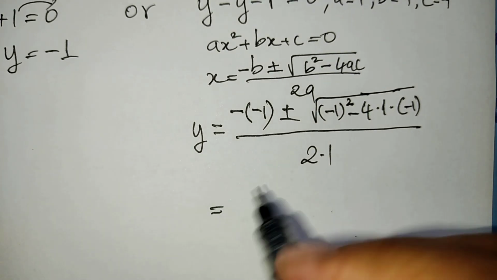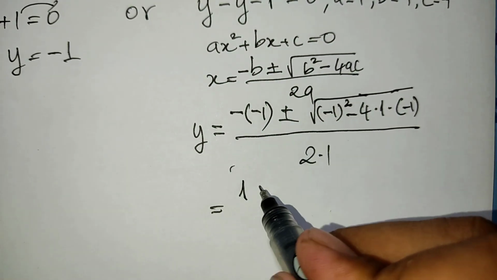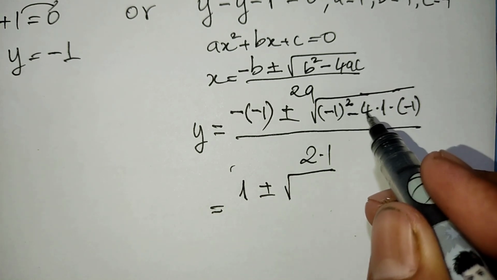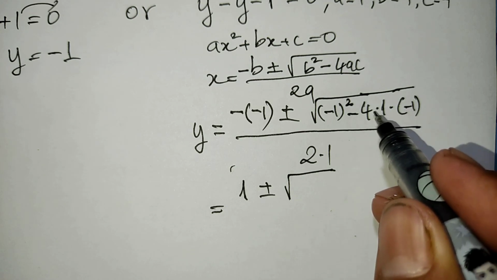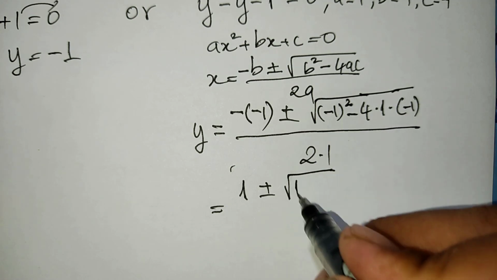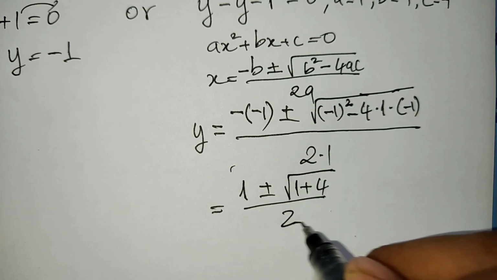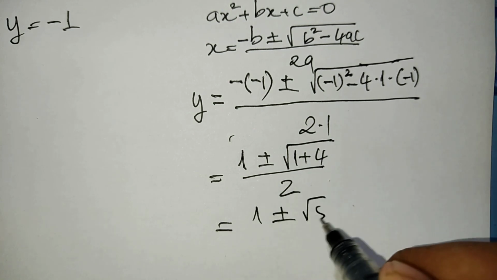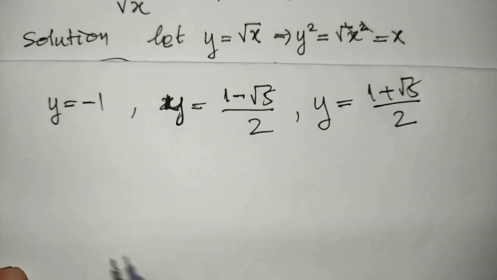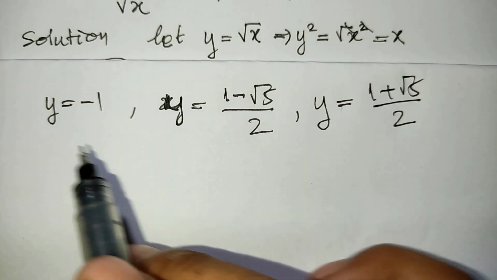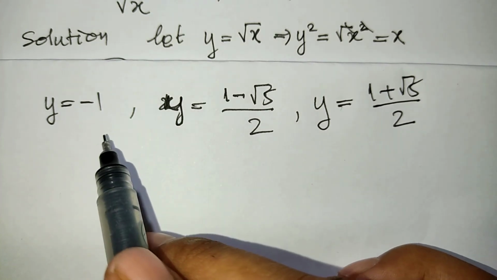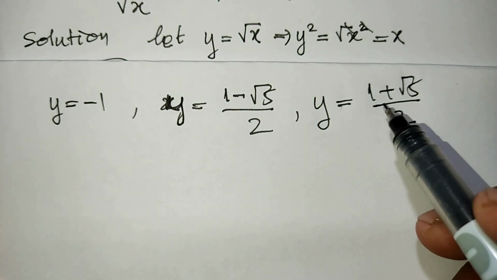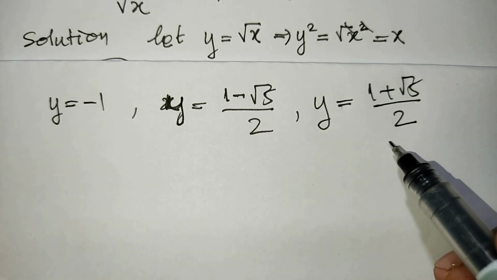And it equals 1 plus or minus square root of negative 1 squared equal 1, and 4 times 1 times negative 1 equal negative 4. And we get this plus, 1 plus 4 and divide by 2. And it's equal 1 plus or minus square root 5 and divide by 2. So now we get the values of y: y is equal negative 1, and y is equal 1 minus square root 5 divided by 2, and y is equal 1 plus square root 5 divided by 2.